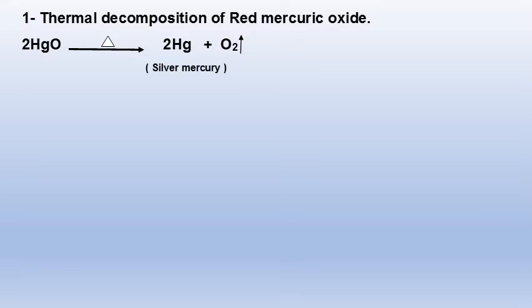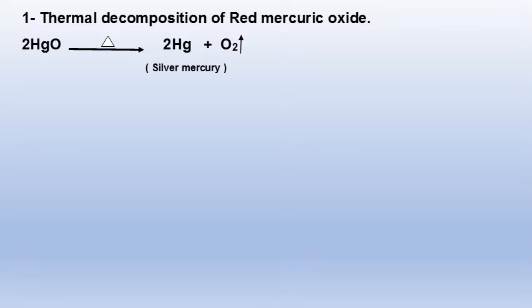Okay? Can you see the coefficients beside the compounds and elements? Yes, I write here 2HgO. What's meant by 2HgO? Producing 2Hg plus O2. What's meant by these coefficients? These numbers must be written to balance the chemical equation.